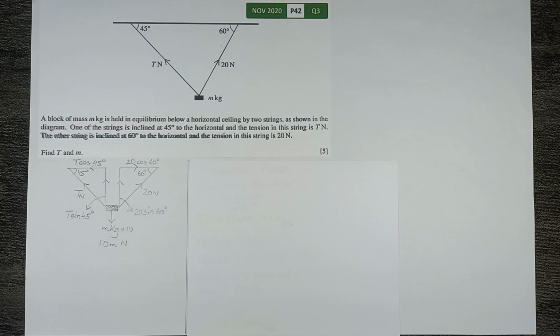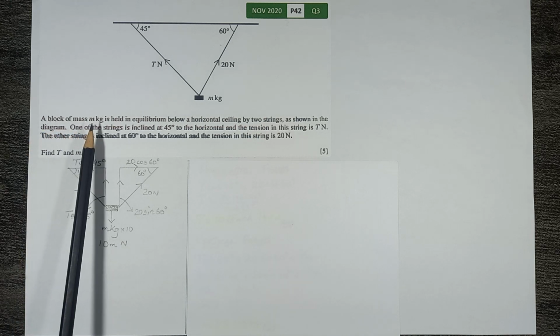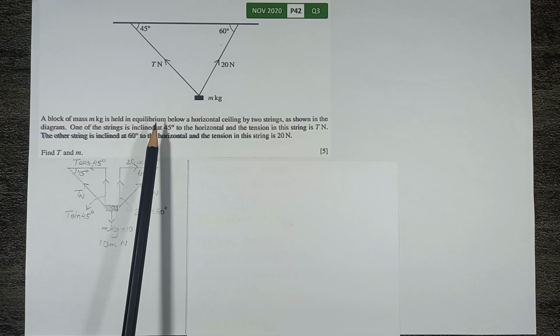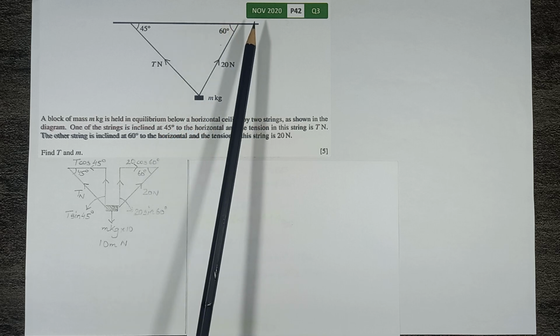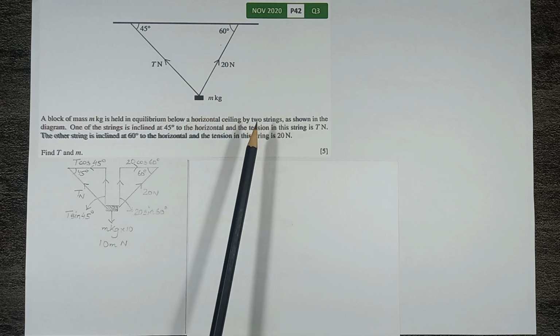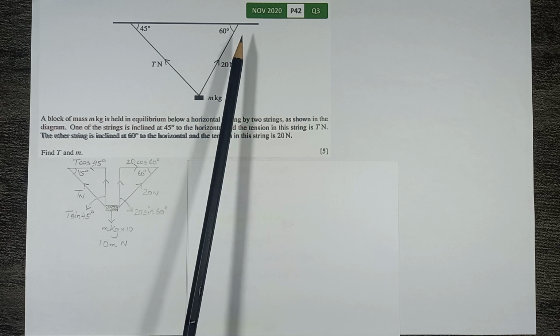Hello everyone. We have a question which says that a block of mass m kg over here is held in equilibrium. So the condition is an equilibrium. It is held below a horizontal ceiling. Yes, this is a ceiling, and it is held below the horizontal ceiling by two strings. The two strings have tensions T Newton and 20 Newton.